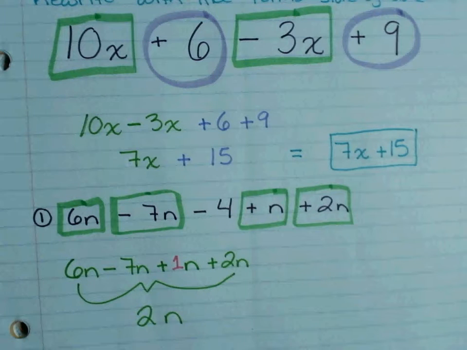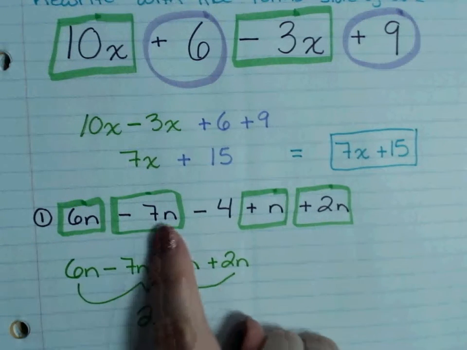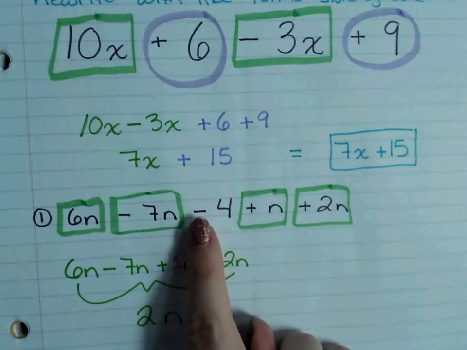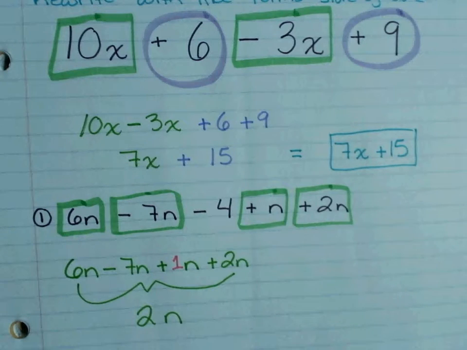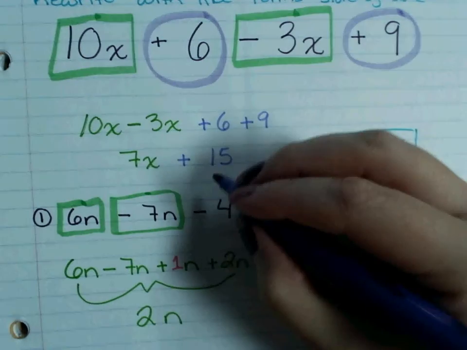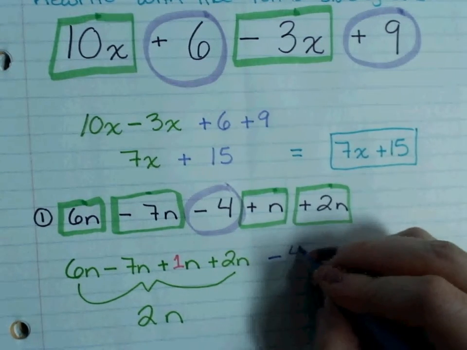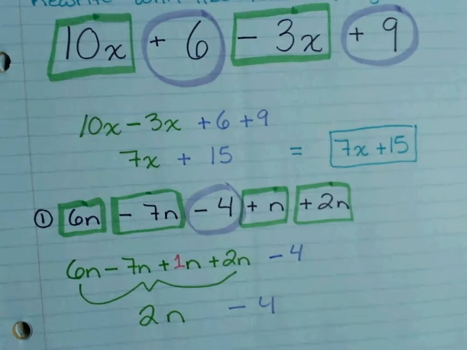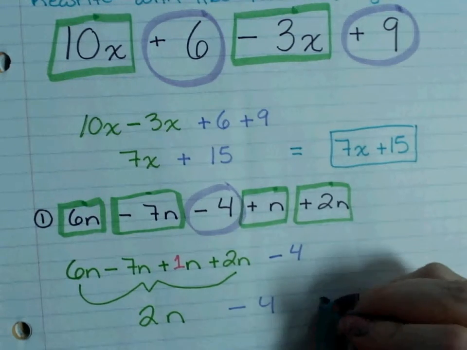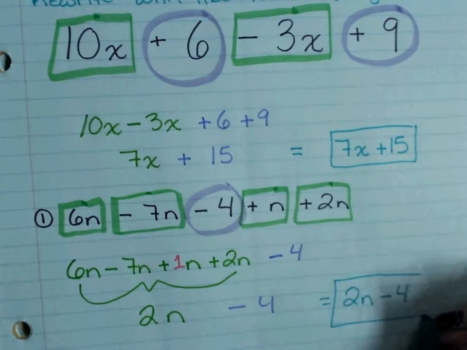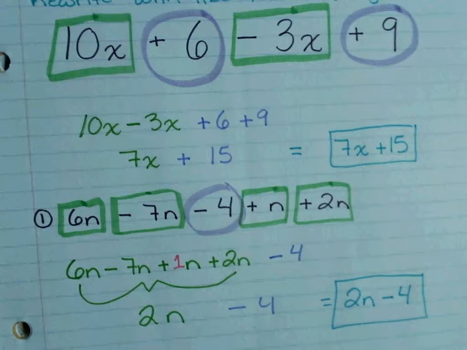All right, now, we're not done, though. I've highlighted all my like terms, but I still have one that doesn't have a like term to it. So what do you think I'm going to do with that value? Just write it into the solution, right? Okay, so we're just going to write a minus 4 into that solution. So our final answer is 2n minus 4. This is our simplified expression. We use combining like terms to simplify it.